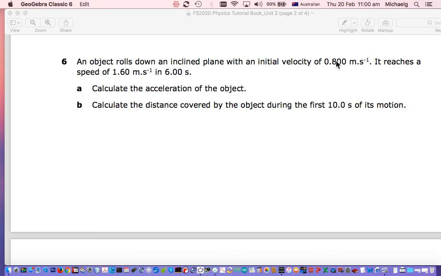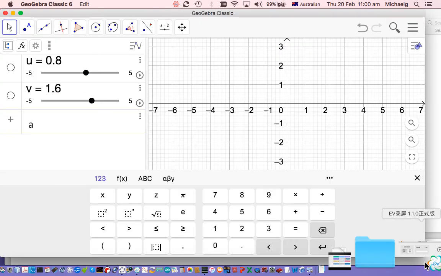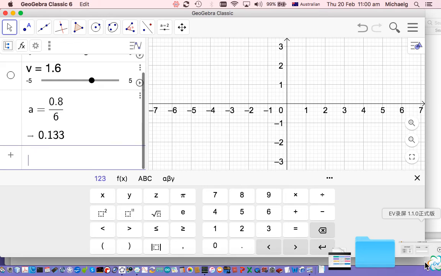Okay, so acceleration is delta V over delta time. So delta V is final minus initial, so that's 0.8, and our delta T is 6. So what we can do is come up here and we'll go A is equal to 0.8 divided by 6 seconds, and we'll press enter.